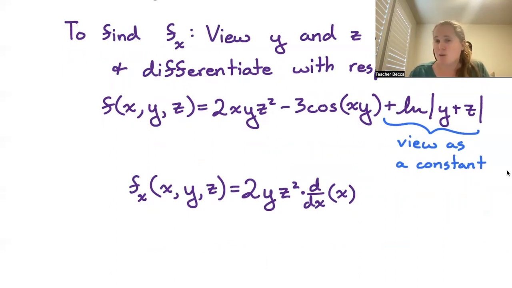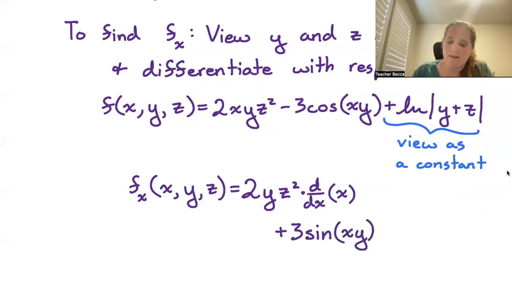This next one is a little bit weirder because we do have a chain rule involved. We'd have minus 3, cosine goes to sine, so it will be plus 3 sine of xy. And then we multiply by the derivative of xy, viewing y as a constant. So this becomes times y times the derivative of x. And then, of course, the last term goes to 0.